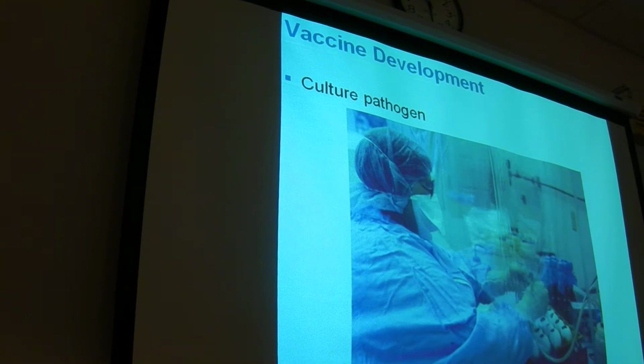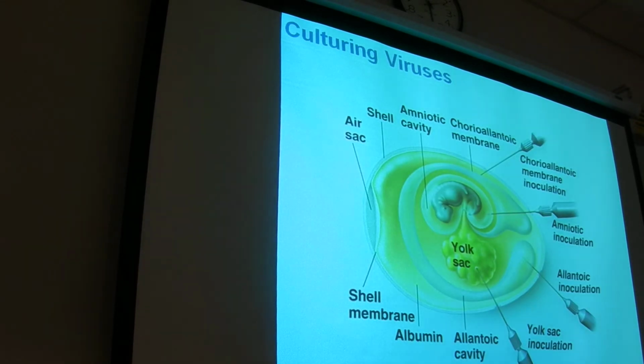So how are vaccines developed? Basically, what it requires first is determining the pathogen that caused that disease, and then culturing that pathogen in a laboratory setting, growing it. We've talked about this before.